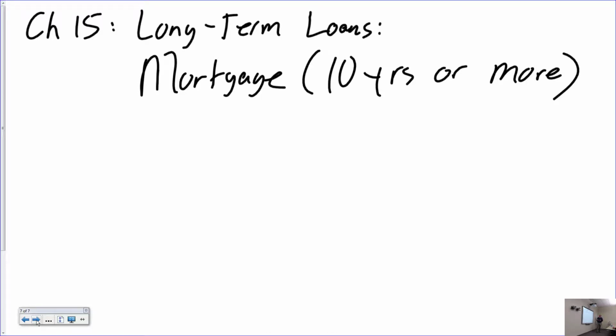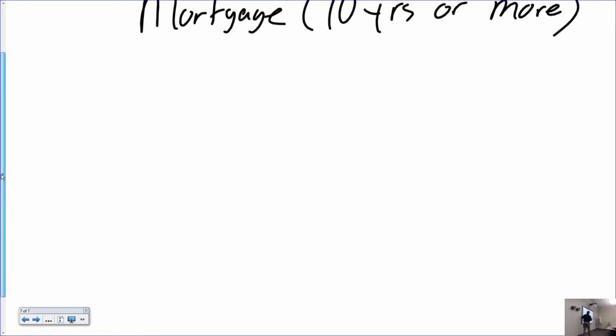All right. The cool thing about chapter 15, folks, is that everything is essentially the same as chapter 14, except the numbers are just going to be a lot bigger. Because you're borrowing the money for longer times, and let's face it, a house usually costs a lot more than a car. Now, not always, because there are some really crazy cars out there, but the best way to do this is to just dive in.